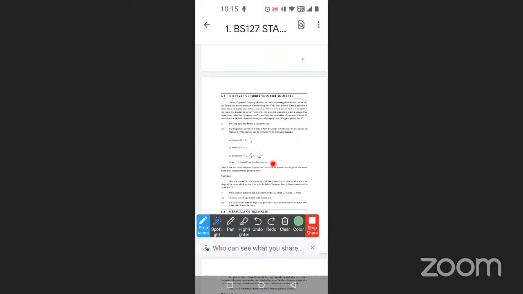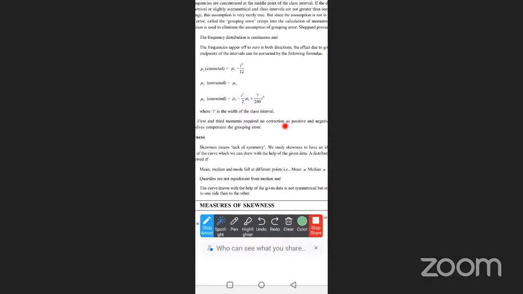So Sheppard's corrections: Sheppard does not touch mu1 and mu3. Sheppard takes the corrections only for mu2 and mu4. Now mu4 corrected equals mu4 minus h square by 2 into mu2 plus 7 by 240 into h to the power of 4, where h is nothing but the width of the class interval. In your textbook, h is taken as i, where i is the width or size of the class interval.